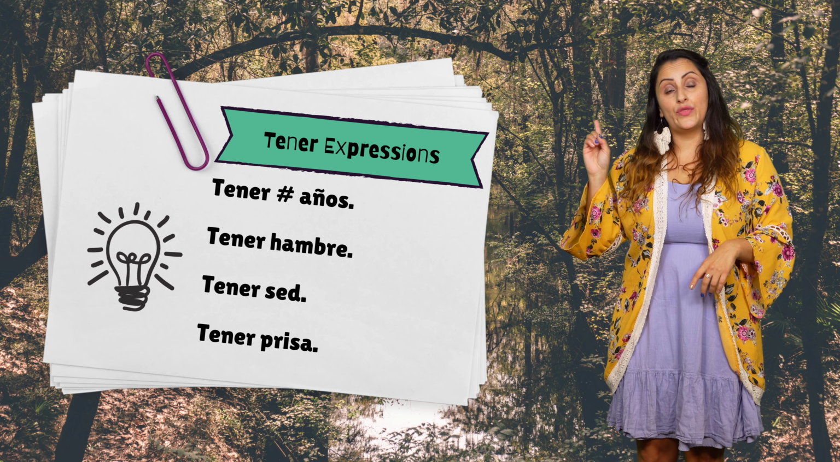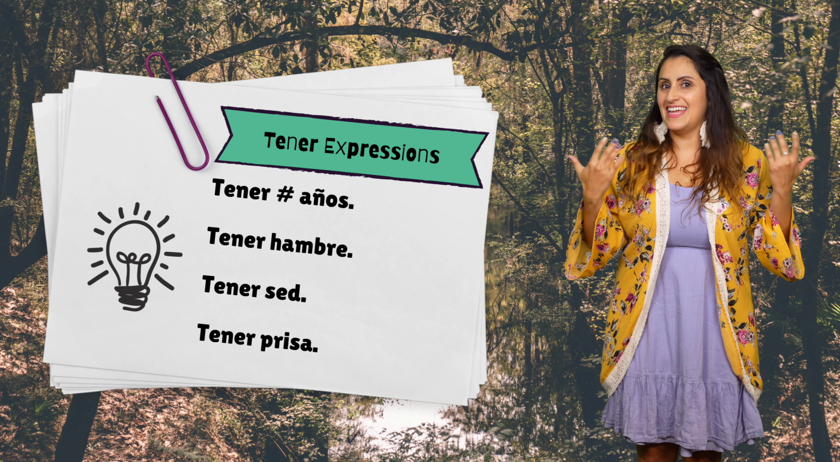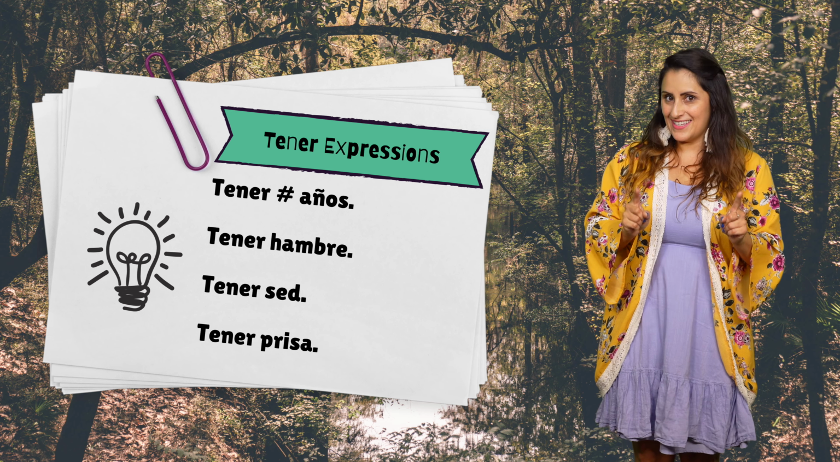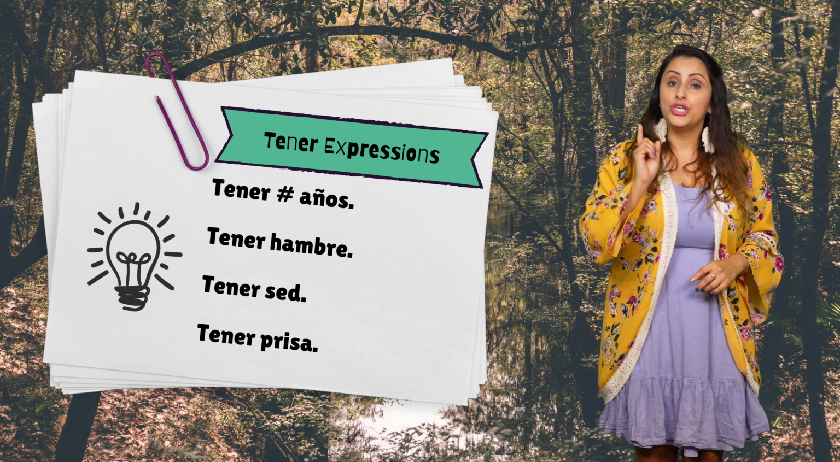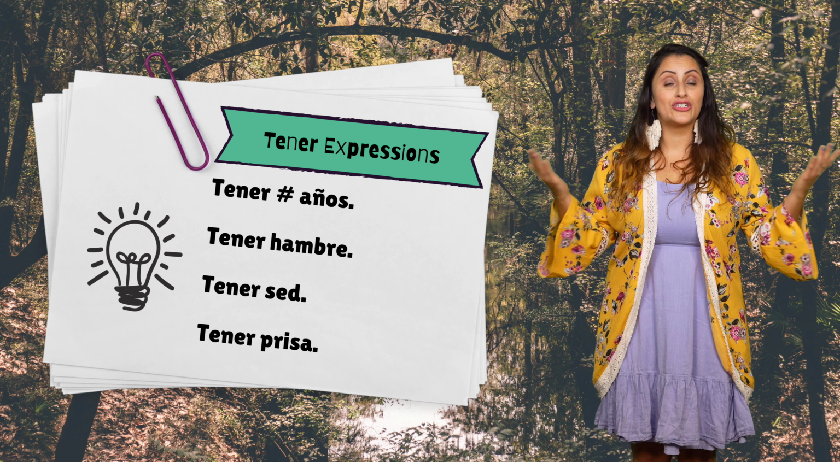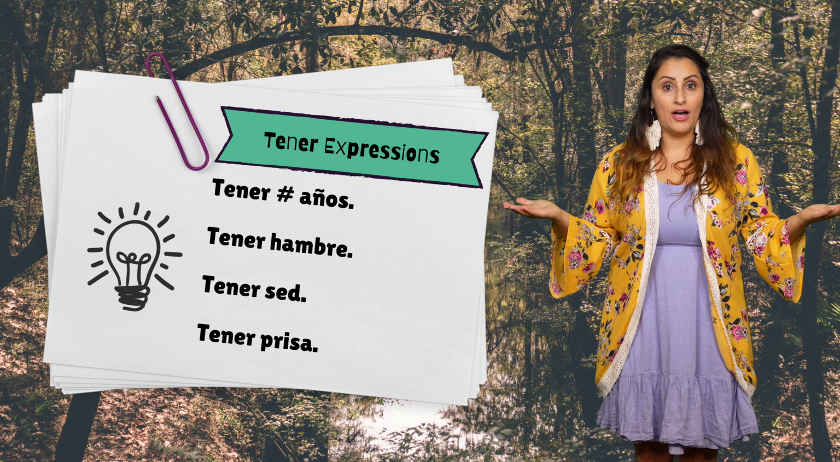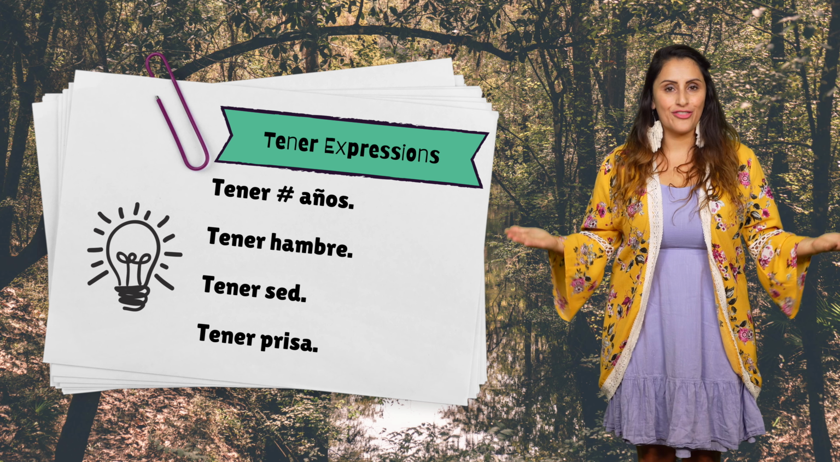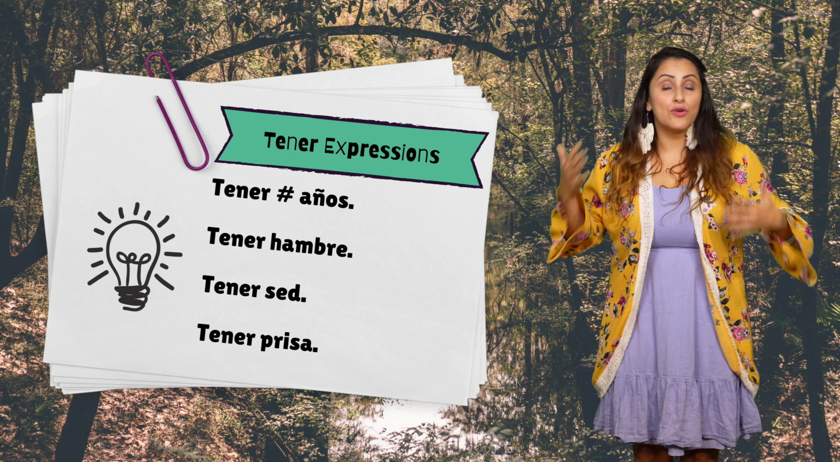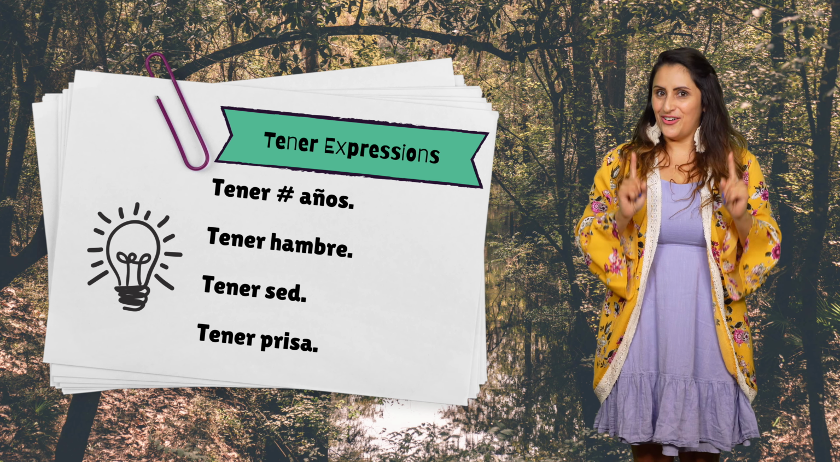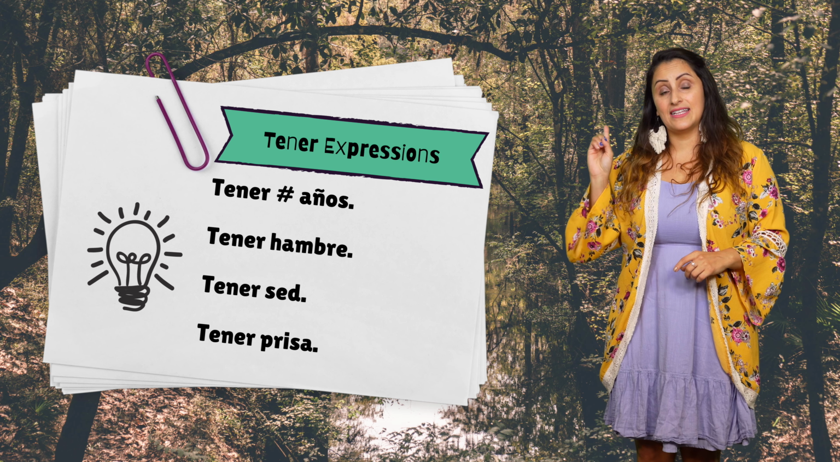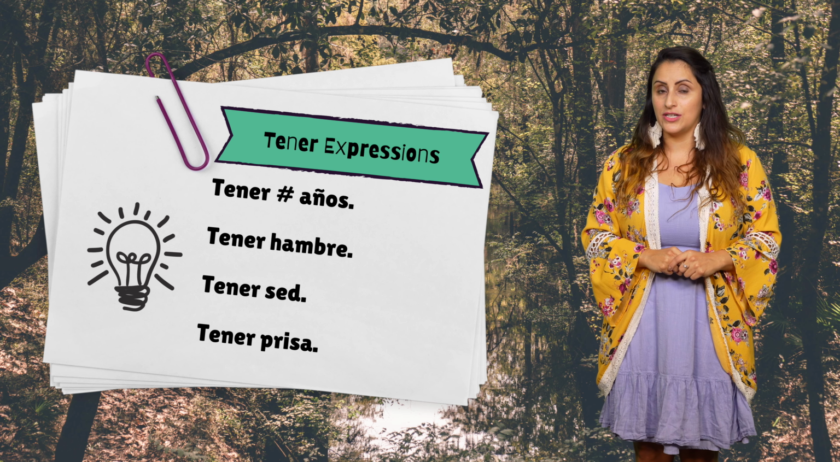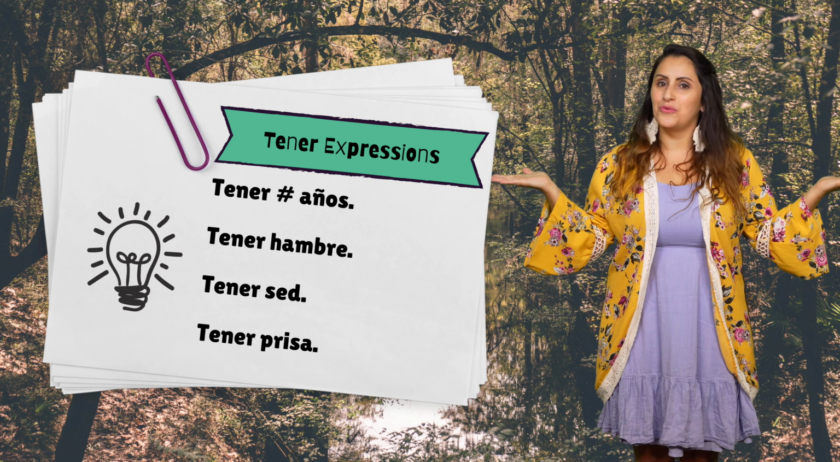Remember that although the tener part is in its infinitive form, basically it has not been conjugated, you have to conjugate it to make sure we know who you're talking about. Who is having hunger? Who is having thirst? Who is having a rush? Who's in a rush? So again, don't forget to conjugate the tener part of these expressions so that you and I know who we're talking about.